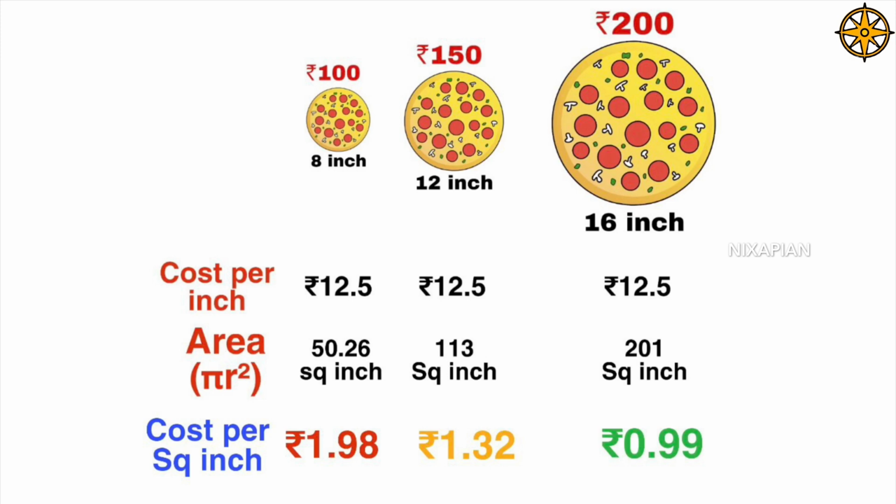A huge amount of difference in the money you are paying, that is the cost per square inch in case of the 16-inch pizza and the 8-inch pizza. The 16-inch pizza is 2 times more value than the 8-inch pizza and the 12-inch pizza is somewhere in between. So the next time you go to the pizza shop and think about which pizza to buy, always select the larger one. The largest one has the greatest value for money.